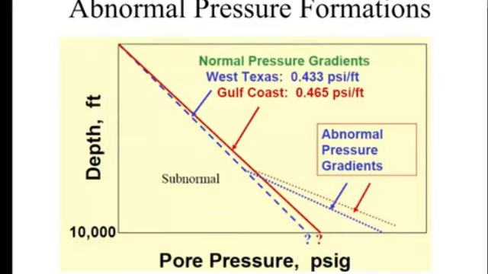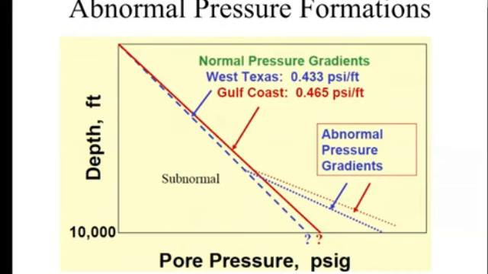We see a straight line, which basically tells us about the normal pressure gradient. This blue dashed line is for West Texas. As you can see, the normal pore pressure gradient is 0.433 psi per foot, and the solid red line is 0.465 psi per foot for the Gulf Coast, Gulf of Mexico.